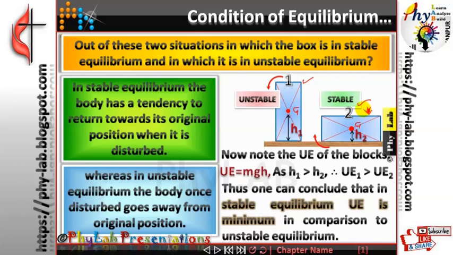So in order to decide the stable or unstable state, we would always refer to the potential energy of the body in that particular state. In a stable equilibrium state, the potential energy will always be at a minimum value, beta. So that's how we will judge whether the state is a stable equilibrium state or an unstable equilibrium state.